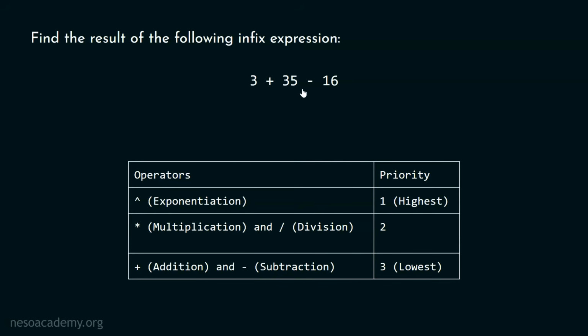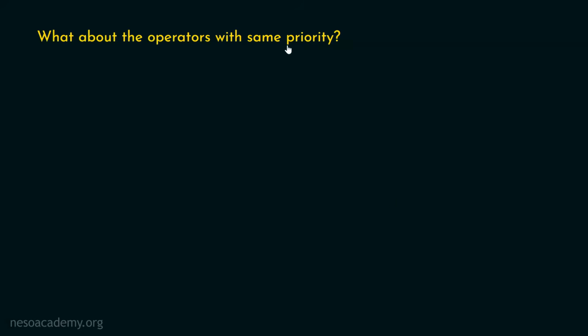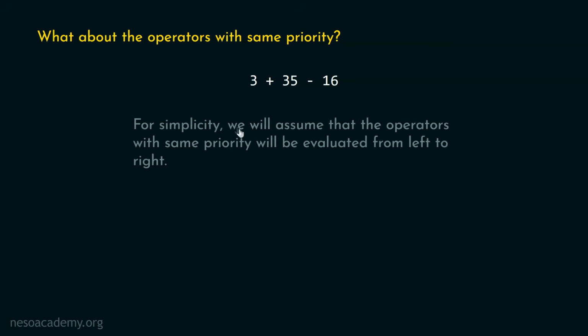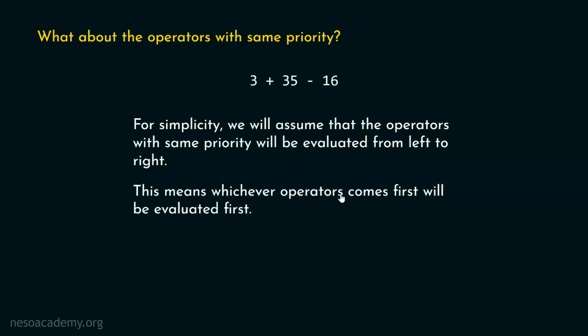And now there is another problem. Actually, we have to decide which operation will be evaluated first. Is it okay to perform subtraction before addition? What about the operators with same priority? Of course, we are dealing with an expression like this where the operators have same priority. What about these operators? Which one will be evaluated first? For simplicity, we will assume that the operators with same priority will be evaluated from left to right. That means we'll go from left to right. This means whichever operator comes first will be evaluated first.